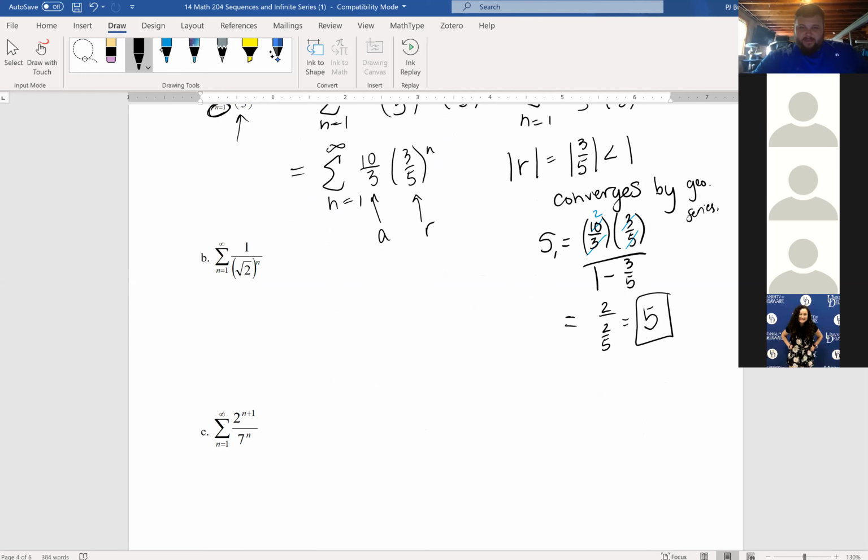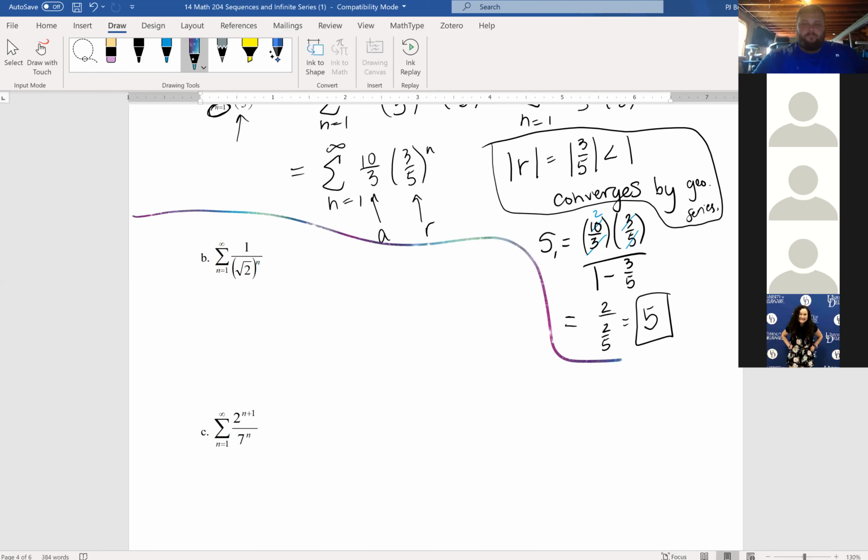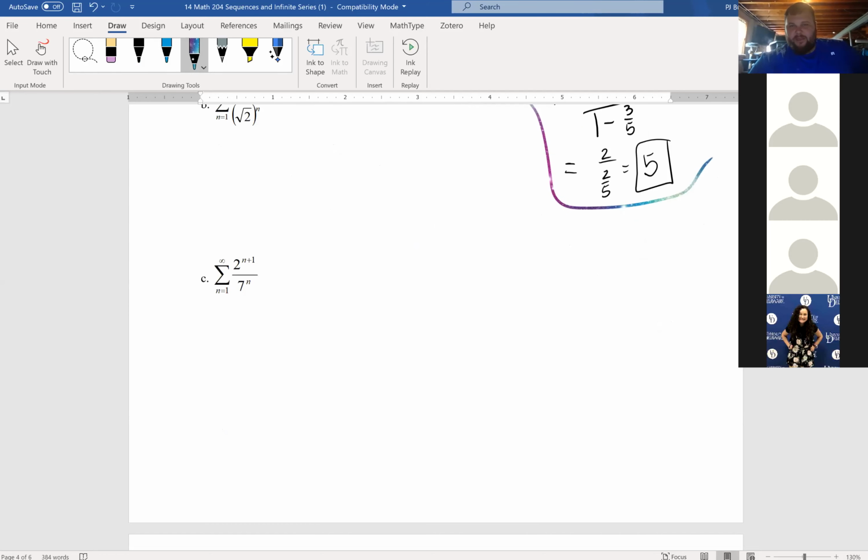So it looks like the sum comes out as 5 for that one. So it converges, and the sum is 5. I think let me do maybe 2 or maybe 3 more of these, and I'll let you guys try the rest of them.